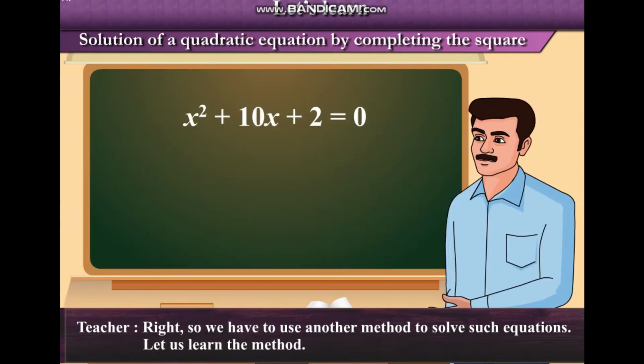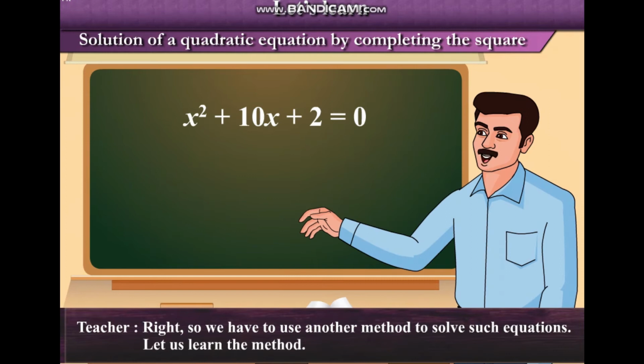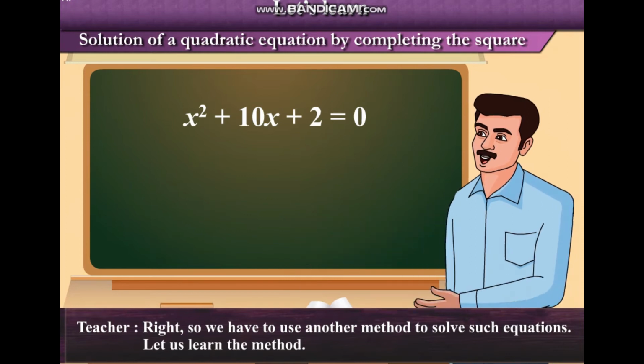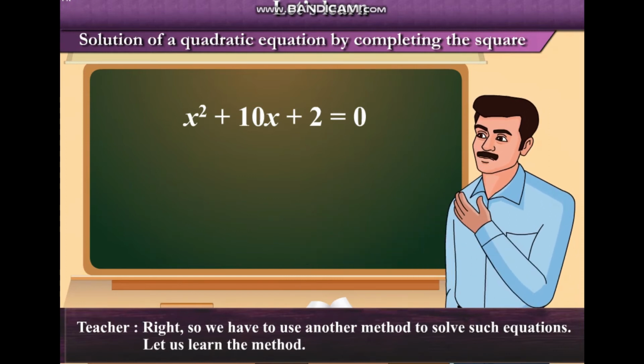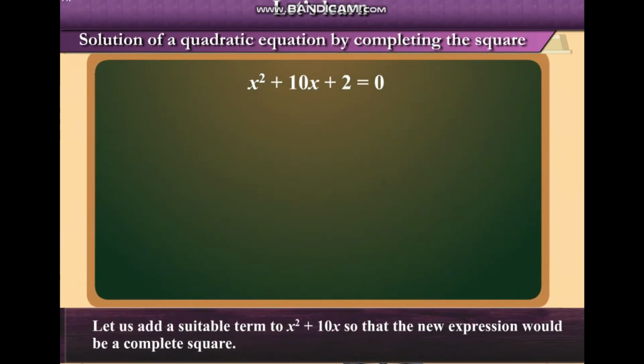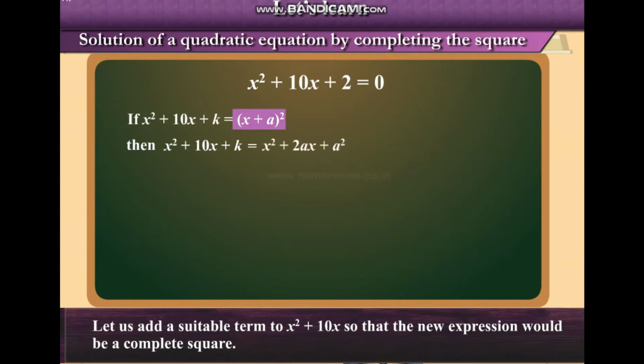Teacher: Right, so we have to use another method to solve such equations. Let us learn the method. Let us add a suitable term to x² + 10x so that the new expression would be a complete square. If x² + 10x + k = (x + a)², then x² + 10x + k = x² + 2ax + a². Therefore, 10 = 2a and k = a².